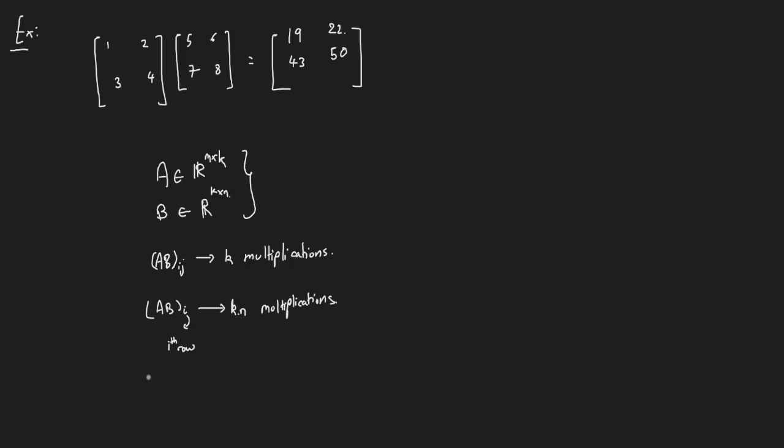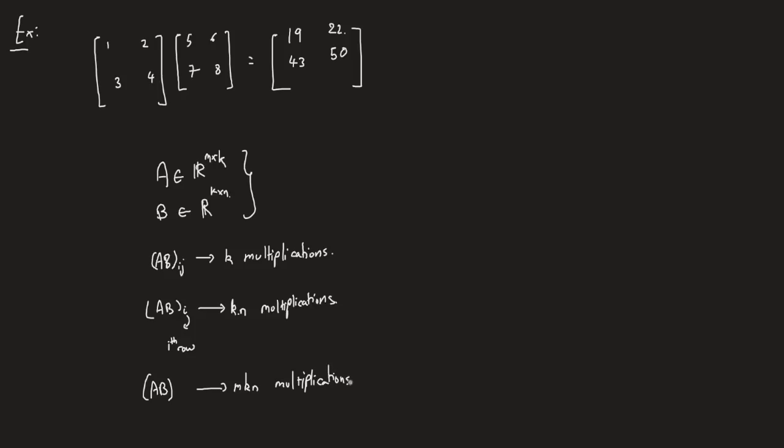Now to compute all of AB, how many rows do we have? We've got m rows. So in total, you need m times kn multiplications. So mkn multiplications. That's a lot. In practice, this is a lot.